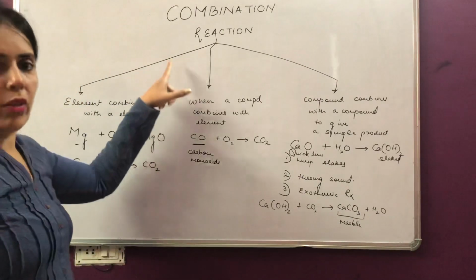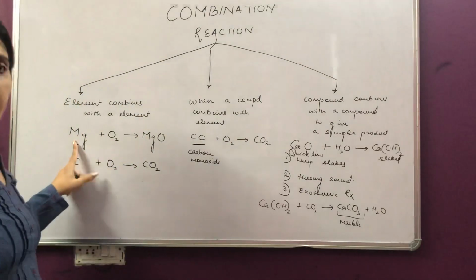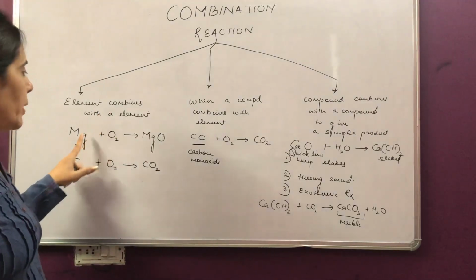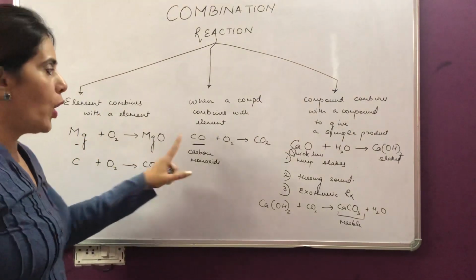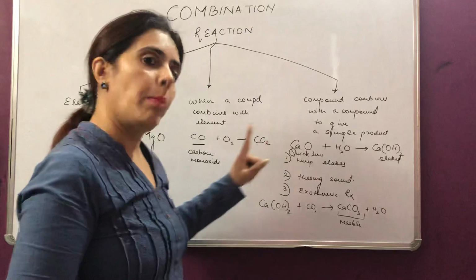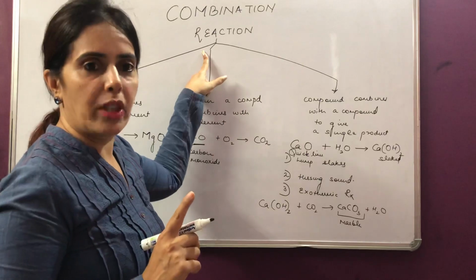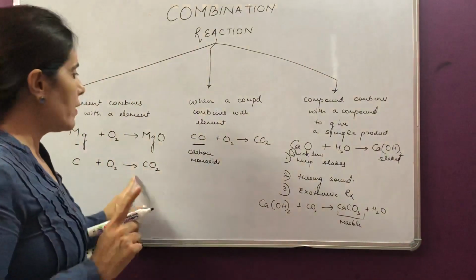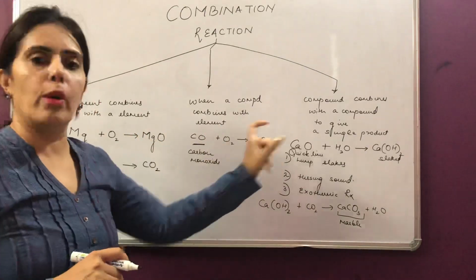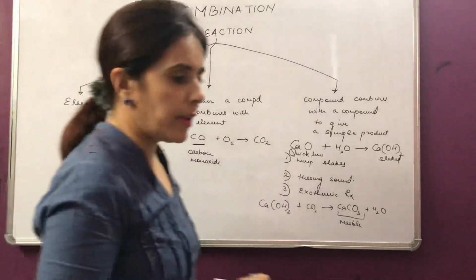So, for combination reactions, first of all you need to know the definition: when two or more reactants combine to form a single product. The reactants can be an element combining with an element, or a compound with an element, or a compound with a compound. But the condition is that the product should be single. Then it will be categorized as a combination reaction. You may be given various reactions and asked to identify the type. Whenever a single product is formed, it is always called what? Combination reaction.